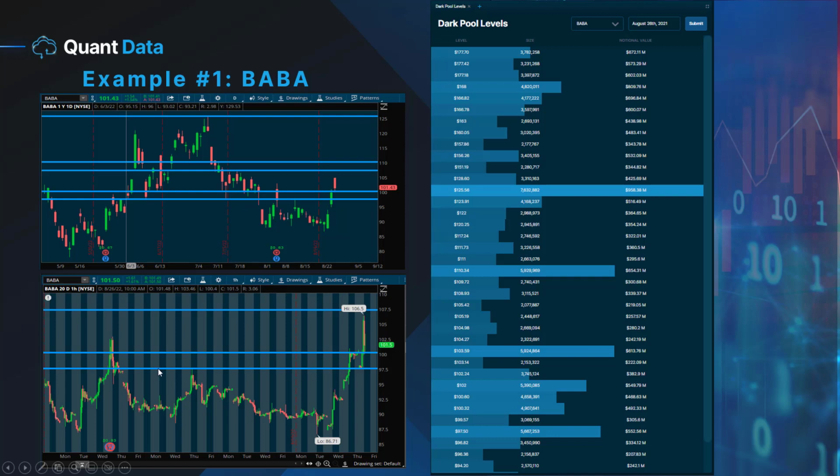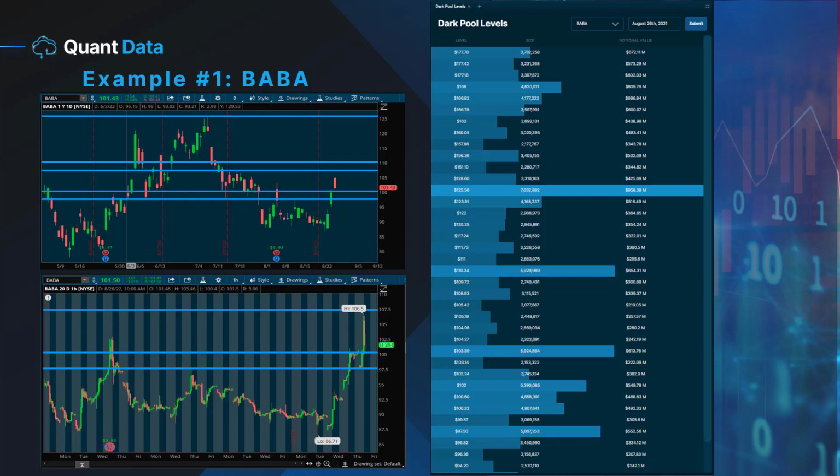We have the resistance level that was, again, one of the top levels with the top notional value, as depicted by the bar right here. This shows the top levels, and these are the top levels over the past year. And as we broke over that top level, you see we really respected the next $100 level, which is right here in this zone, which had 3 pretty significant levels. But you see, we're respecting these dark pool levels, and that's why they're so significant.